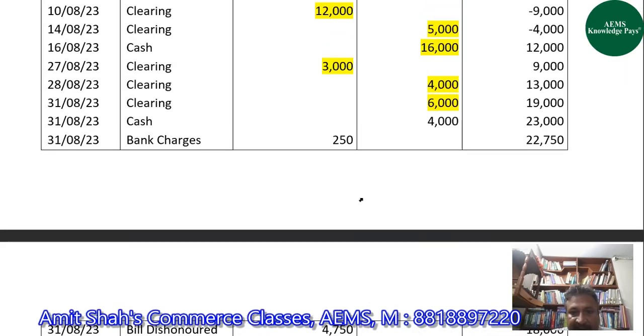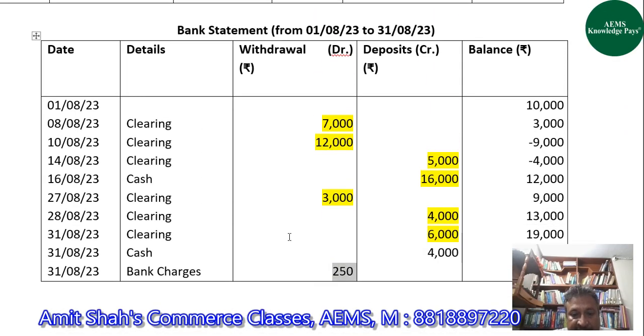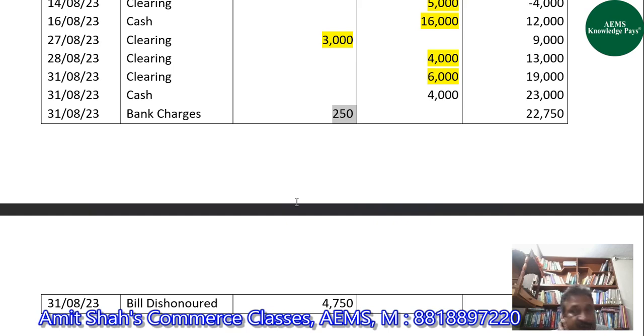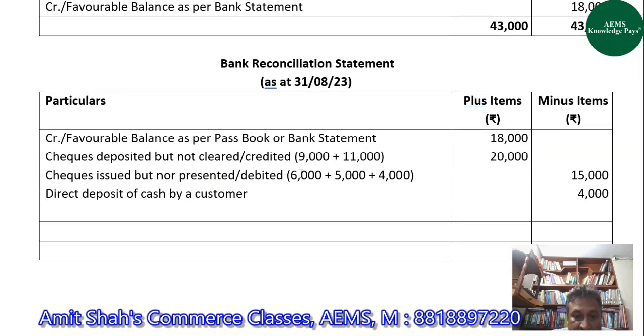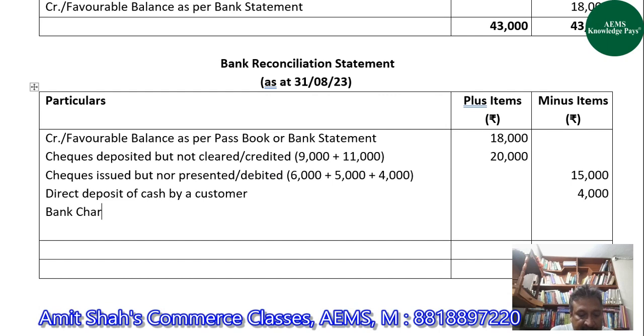Good. The next item is 250 rupees, that is bank charges. So bank has charged us with some charges, and because of that, bank has decreased our balance. However, since we do not know about these charges, because bank never informs us about the charges, we have not recorded these bank charges in our cash book. Now, due to this, in our cash book, the balance is more. Had we recorded these bank charges in our cash book, the balance would have been less. But since it is not recorded, balance in cash book is more by 250, and that is why it will come in the plus column.